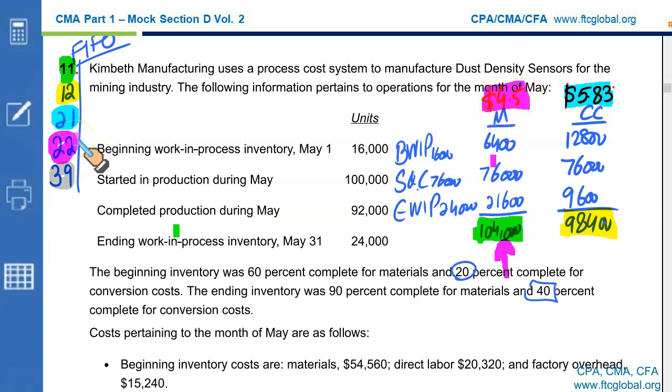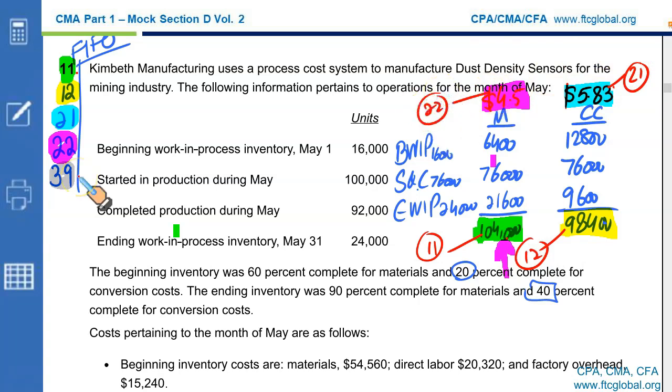What about question number 39? Question 39, let me mark it as well. This is the answer to question number 11. This is the answer to question number 12. Right? This is the answer to question number 21. This is the answer to question number 22. The last question now we have is 39.